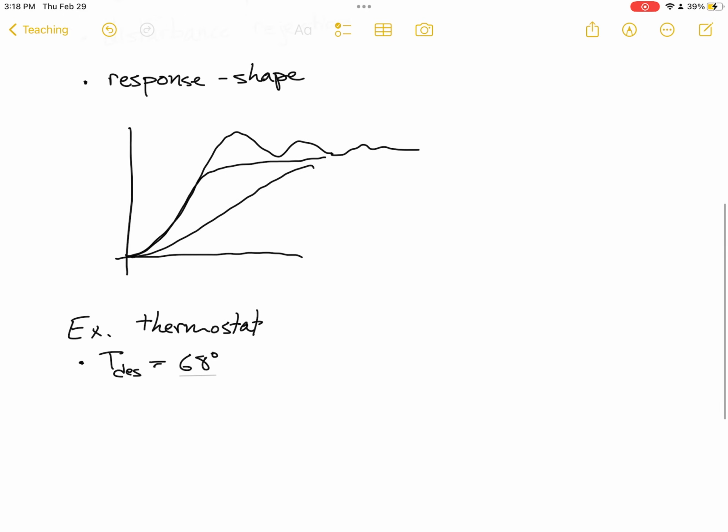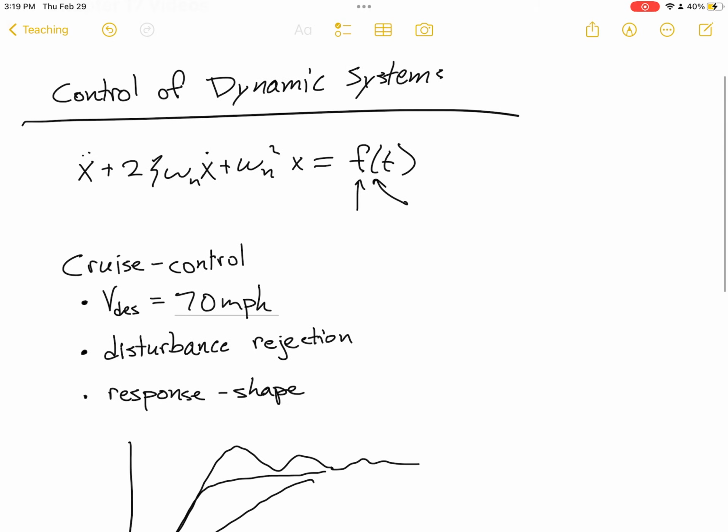So I hope we're starting to get an idea of what control systems are, and what the problem is that we're trying to solve. But we're going to go ahead and end this video now, and we'll dig into the process of controls in the next video.